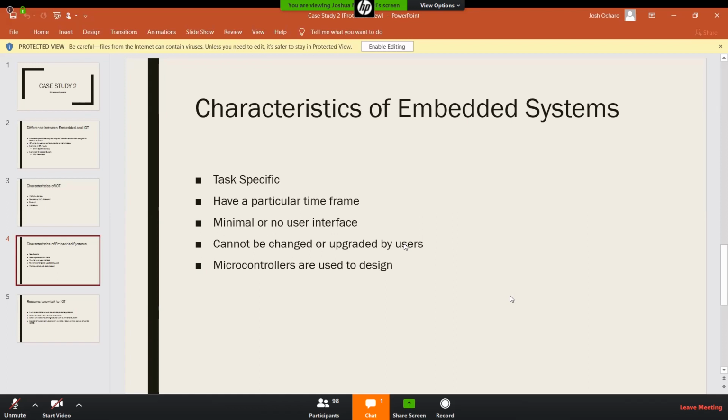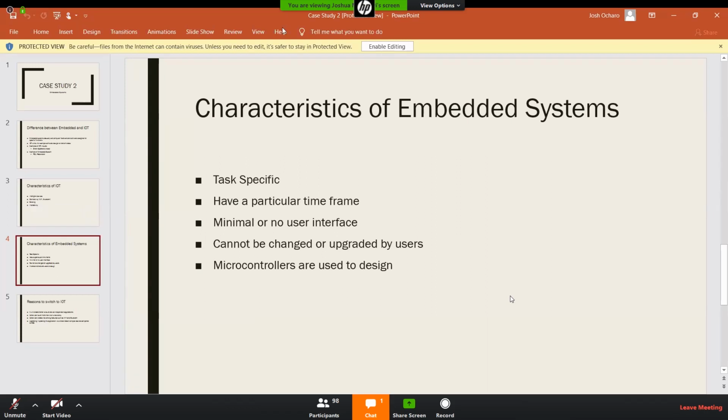And the third one, we found that most of the embedded systems cannot be changed or upgraded by the user. You cannot update the software or the hardware yourself. You can, but it can be a hard task for you. And then we have microcontrollers and microprocessors used to design them. I think in some semester we were working with Arduinos, and we got to design some specific systems that can control maybe light.